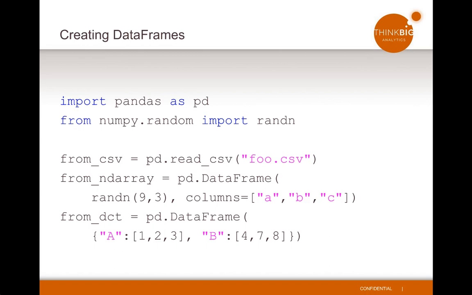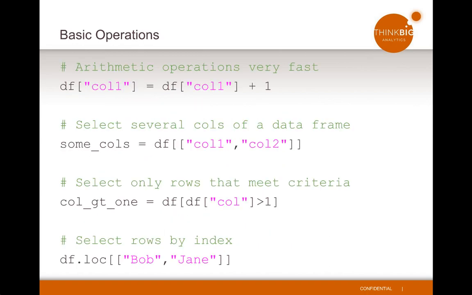You can instead start with a NumPy array and turn it into a data frame by imposing what the columns are going to be. And you can also create data frames from dictionaries. Here I've got a mapping from column names to lists giving the contents of that column. Here's the syntax for basic things like adding one to a column or selecting several different columns, filtering out the rows that don't meet some criterion, and you can also look at the rows by index.